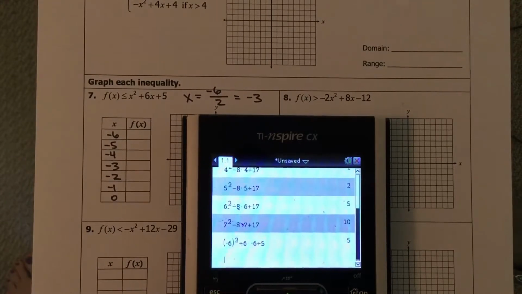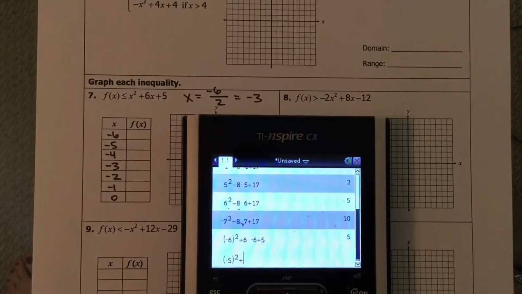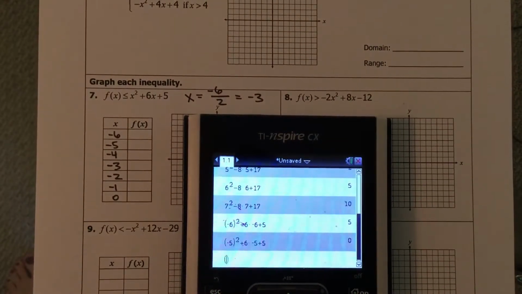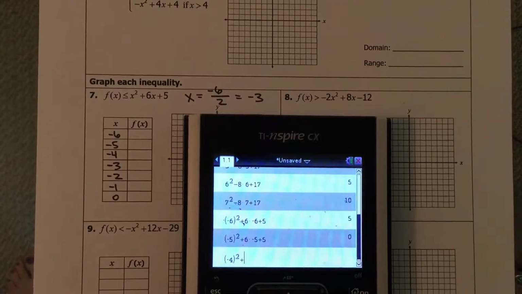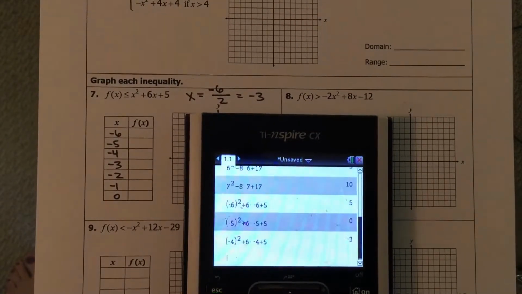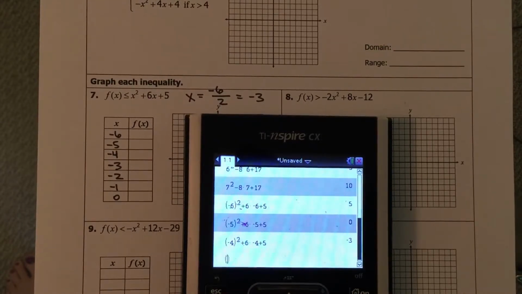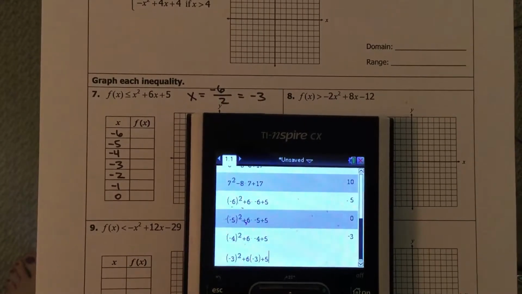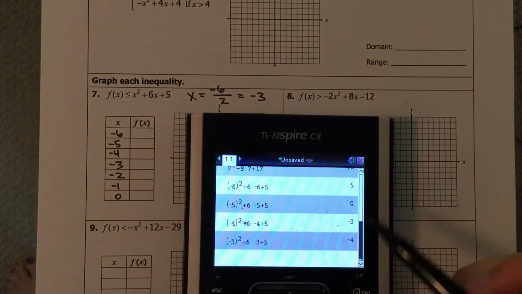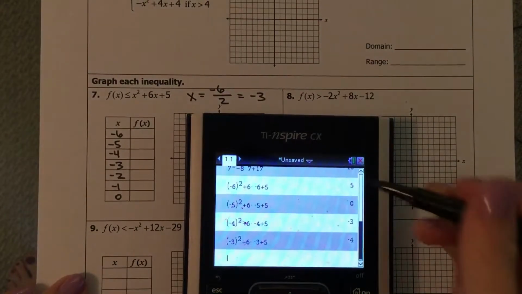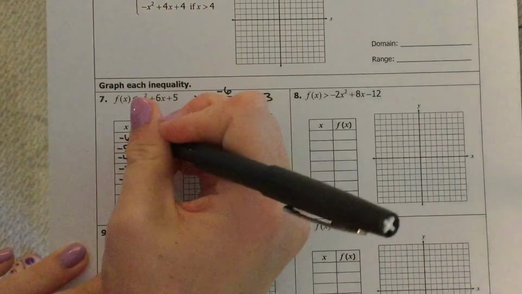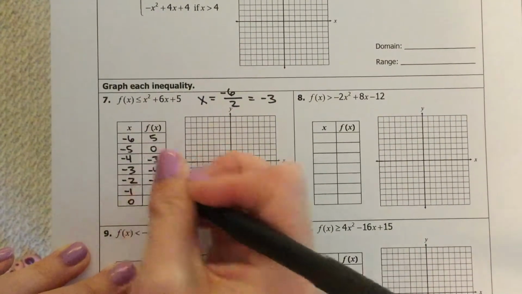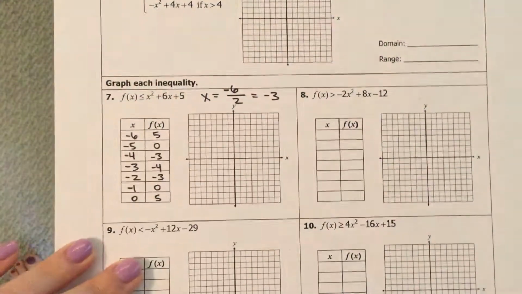Okay, so we've got that. Do the same thing with the negative 5. And then the negative 4. And then the last one that you need to do is the negative 3. Okay, so we've got those values, and then remember the symmetry is just going to make it repeat itself. So 5, 0, negative 3, negative 4. And then the symmetry makes those values repeat themselves back.